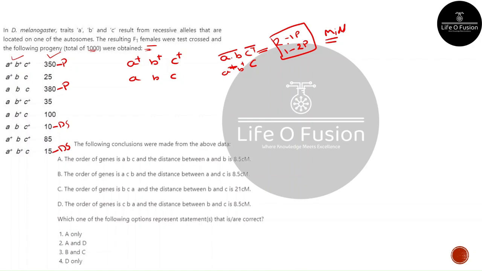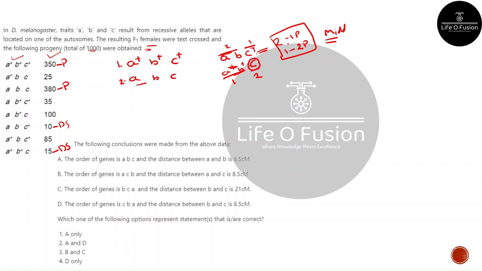A, B, and C plus. So A and B are from parent 2, and C plus is from parent 1. From here you can also see A plus and B plus are from parent 1 and C is from parent 2. So the third one, which came from the other parent, is the middle gene. So C is the middle gene.